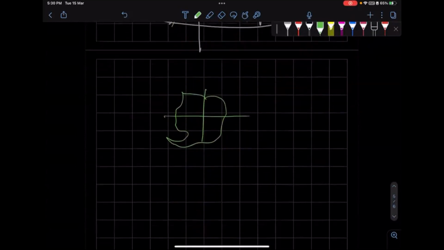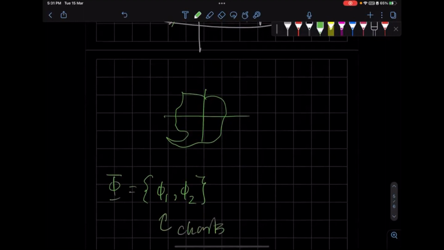Okay, so no single chart can cover the whole of S2, and that is a theorem. A collection of charts that cover a whole manifold is called an atlas. So phi1 and phi2, this set together, we call that, say, big phi. So these are charts, and this is what we call an atlas.